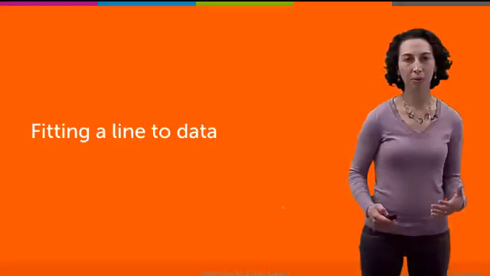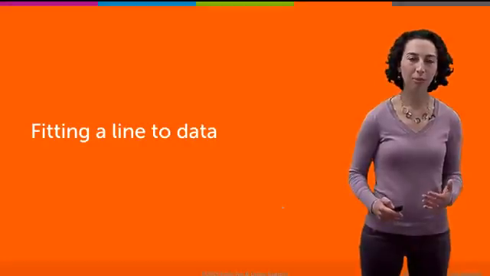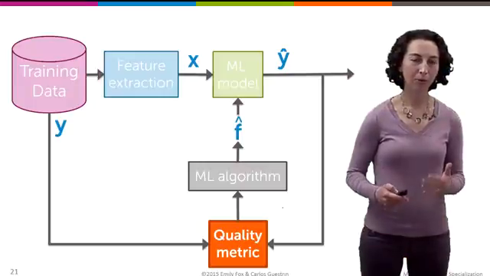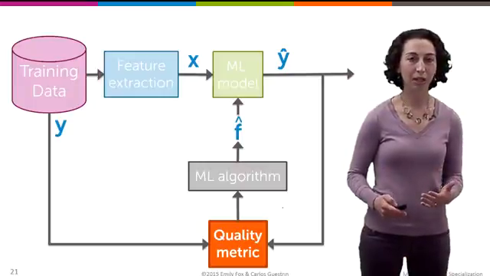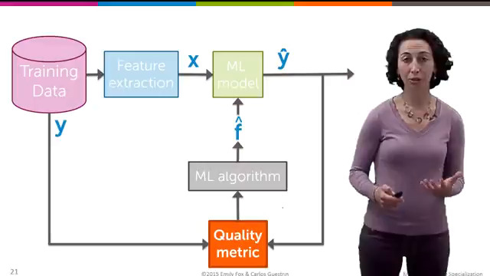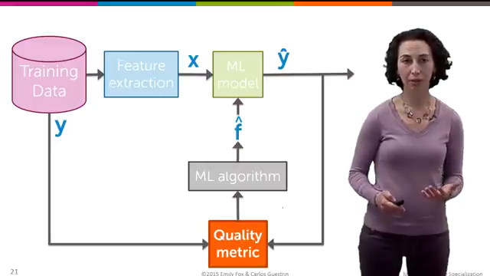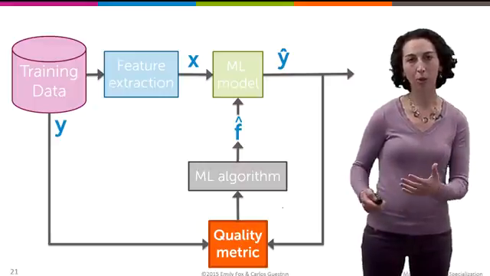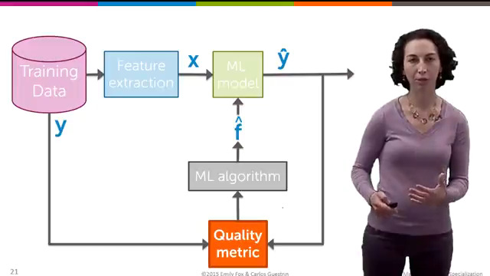Okay, well, working with this simple linear regression model, let's talk about how we're going to fit a line to data. But before we talk about specific algorithms for fitting, we need to talk about how we're going to measure the quality of a fit. So we're going to talk about this orange box here, which is this quality metric.